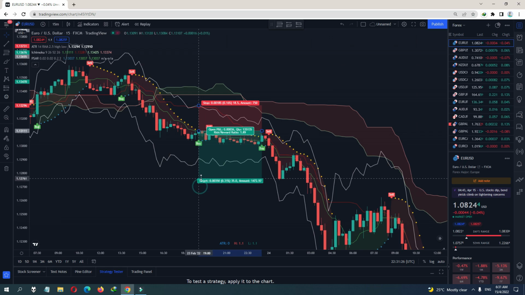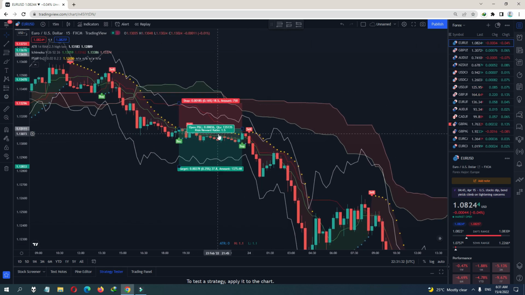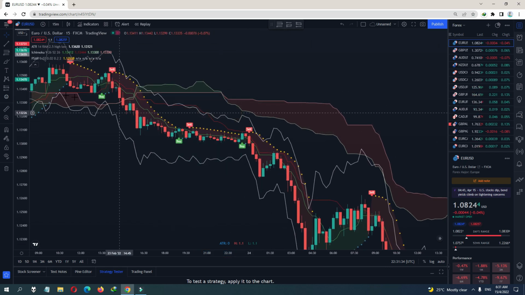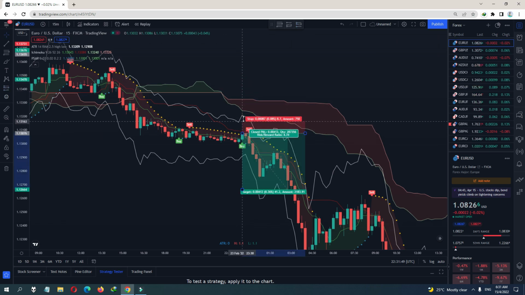I've already backtested this strategy 100 times, and I'll give you the link down below to my other channel if you want to see the backtest results. All right, here we have another sell. Price is below the cloud and Tenkan-sen, Kijun-sen cross down. The red is above the green, so it's in a downtrend, so we sell and we target 1 to 1.5.